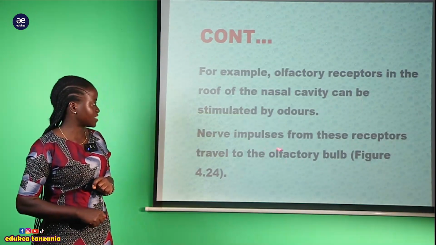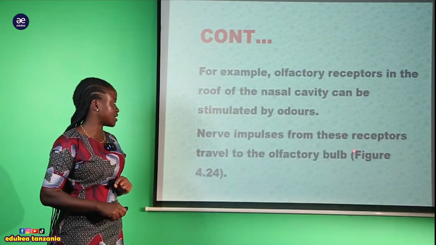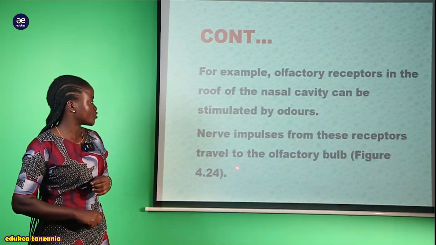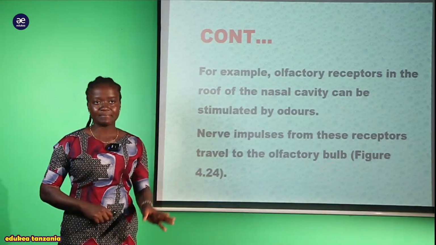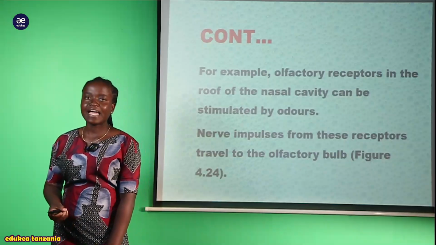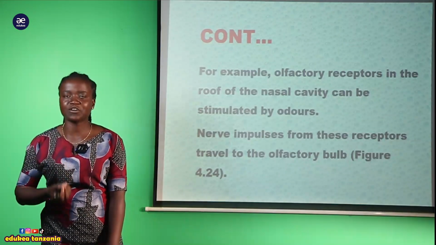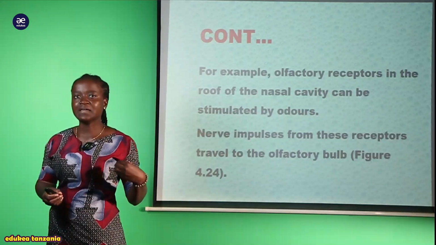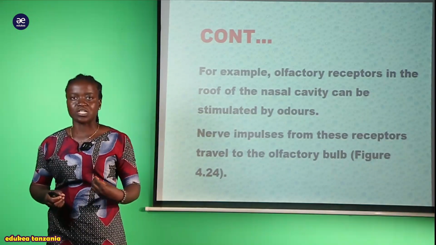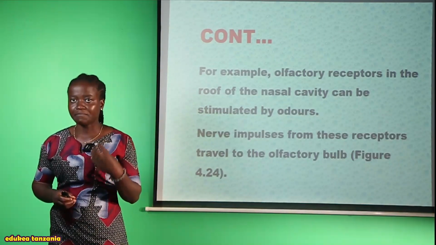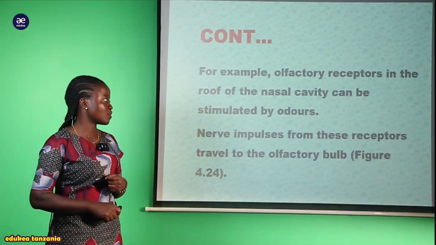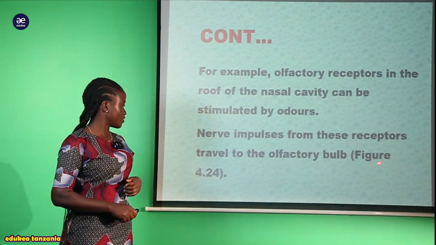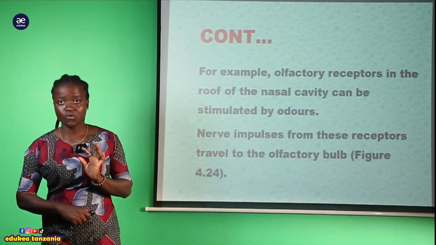Also, nerve impulses from these receptors travel to the olfactory bulb. So baada sasa ya kudetect there is a presence of the smell, this chemoreceptor will send the impulse or the information into the olfactory bulb. We're going to see this olfactory bulb while we are looking at figure 4.24.